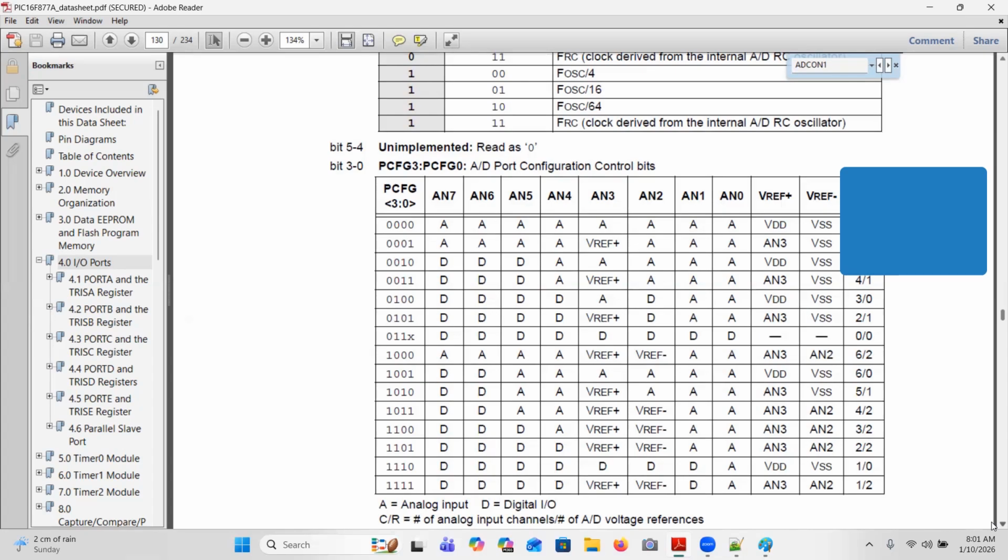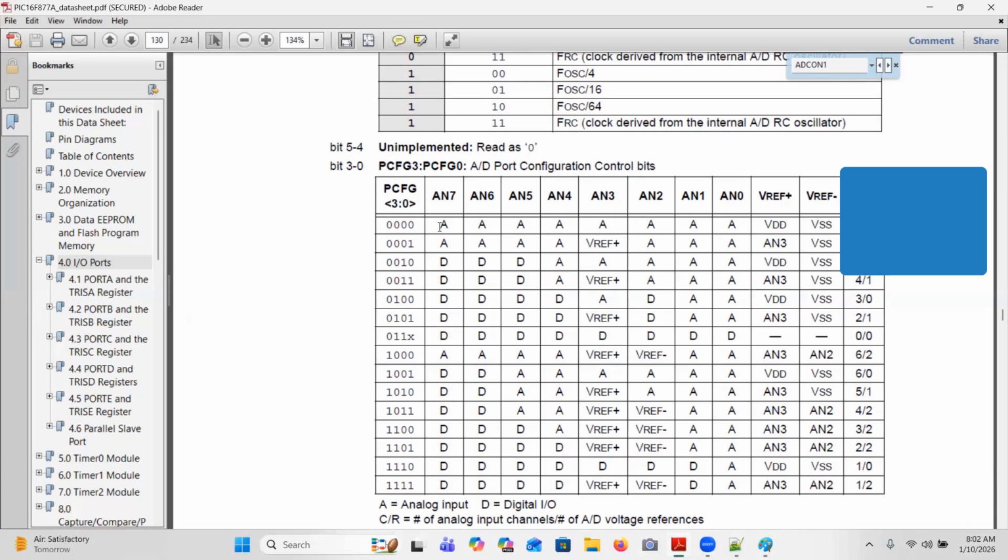So when we convert them, we have to convert them one by one by selecting which channel we are going to digitize first, which channel we are going to digitize next. There will be a configuration register. We will see that in a while, right? So here they are saying whether those pins are analog pins or digital pins.